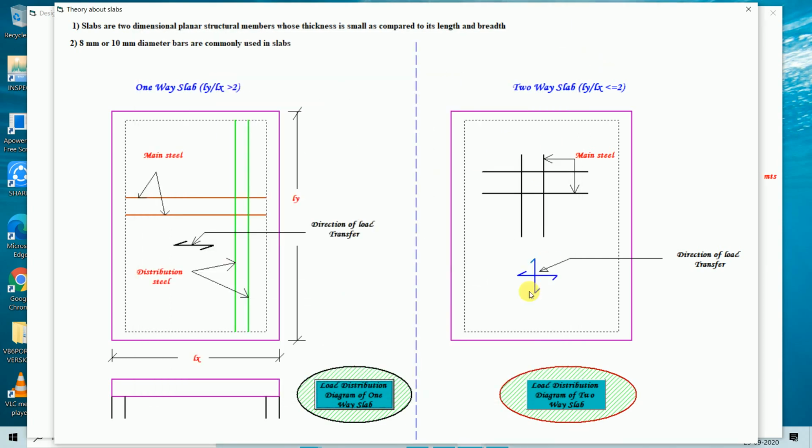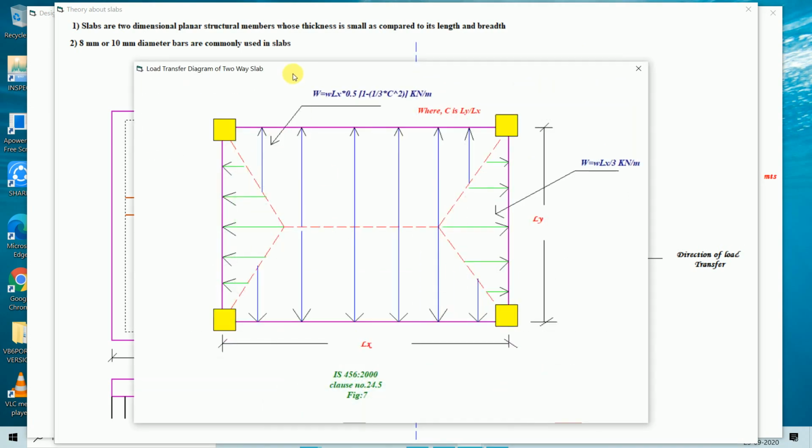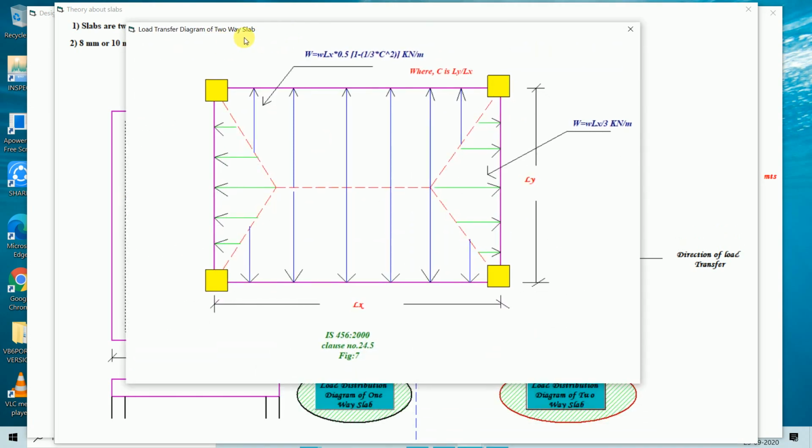Then coming to two way slab, you can see here the load transfer diagram of the two way slab. This is the load distribution diagram of a two way slab. You can see there are two types of load distribution diagrams: one is the trapezoidal load distribution diagram, and the second one is the triangular load distribution.